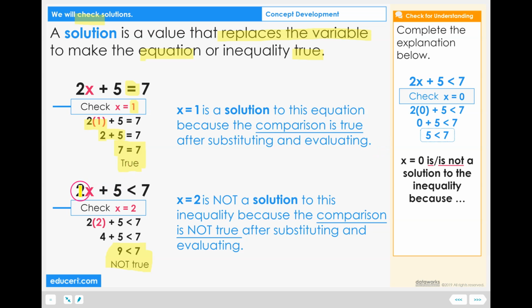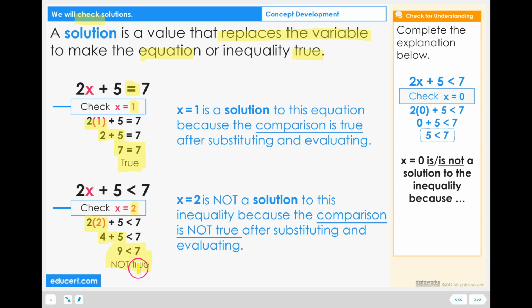Let's check the next one. We have here 2x plus 5 again as our first expression, but now we're saying that this is going to be less than 7. And we want to check if x equals 2 would be a solution. Well, we see here they substitute 2. 2 times 2 equals 4, and 4 plus 5 equals 9. And our final comparison statement is that 9 is less than 7.